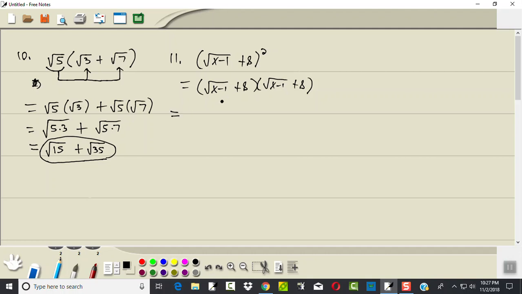Now this is just foiling. So we're going to take square root of x minus 1 times square root of x minus 1. That's our first items, the square root and the square root. And then we're going to take our square root of x minus 1 times 8. These are our outer items. And then we got our inner items, 8 times square root of x minus 1. And we got our last items, which is 8 times 8. FOIL does not say you have to be dealing with terms. You can be dealing with anything.